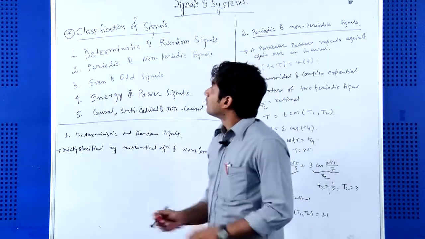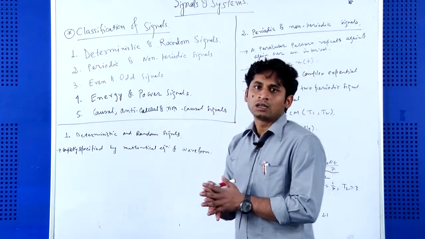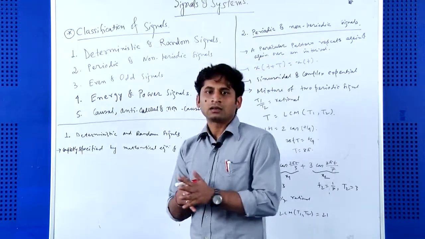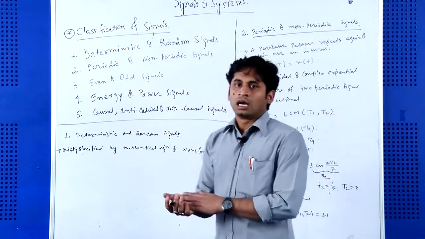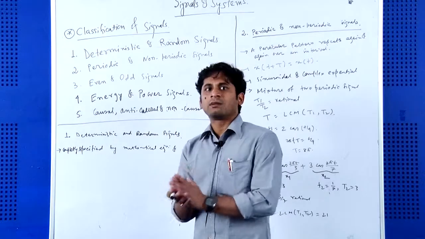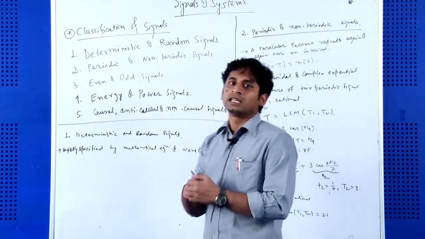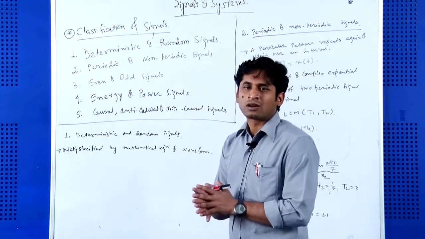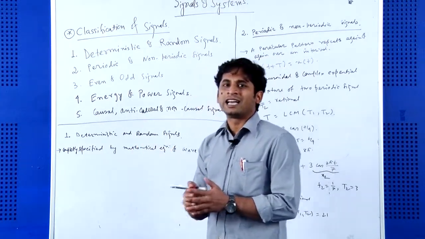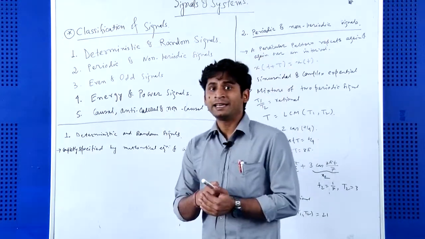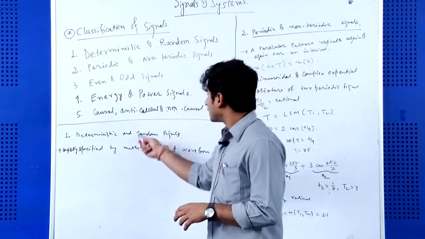Now first one is deterministic and random signal. So, what is deterministic signal and what is random signal we have to know. A deterministic signal is a signal which is completely specified by mathematical equations and waveform. It should have a specific mathematical expression. We can express it with the help of a mathematical equation, and it has a particular waveform. But in case of a random signal, we cannot specify it with the help of a mathematical equation, and it does not have any special representation or waveform by which we can represent it.